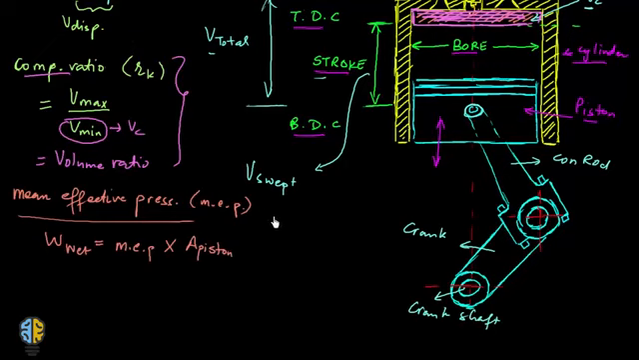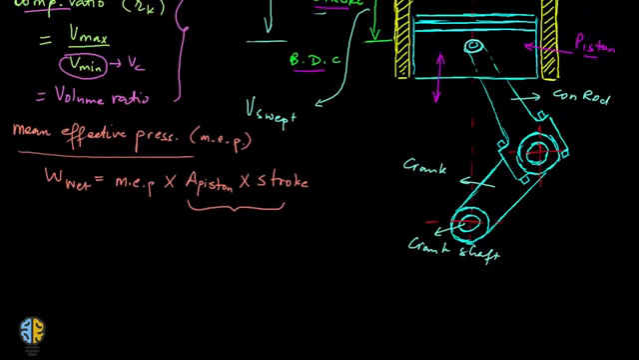So this is now multiplied with the stroke of the piston. Now if you talk about area of piston into stroke of the piston, this is the displacement volume. So this becomes equal to the mean effective pressure into the displacement volume or the swept volume. Okay, so this is the net work.